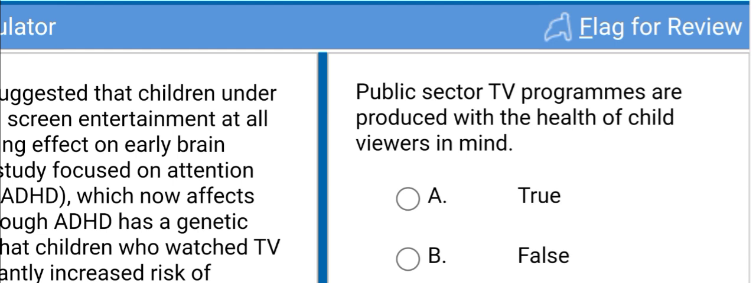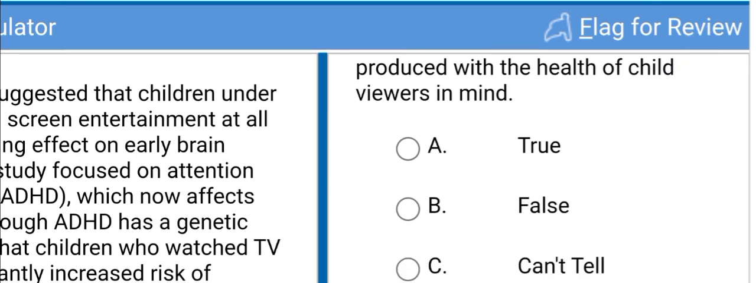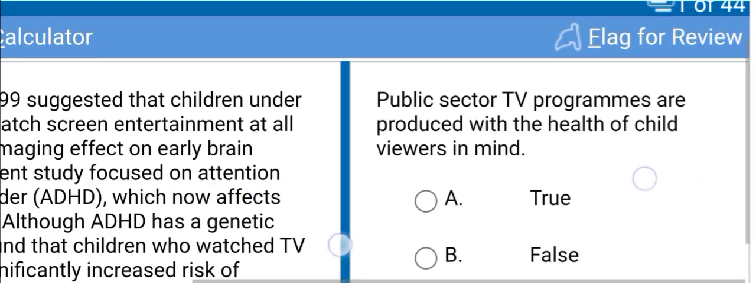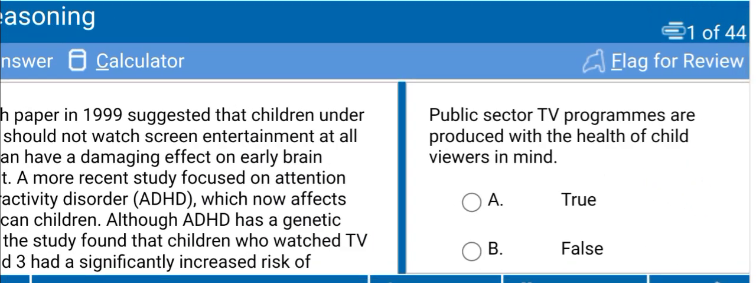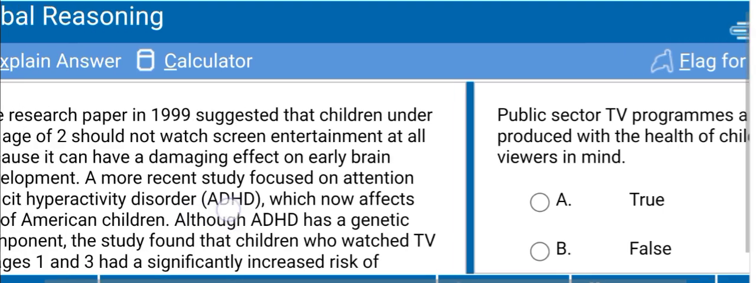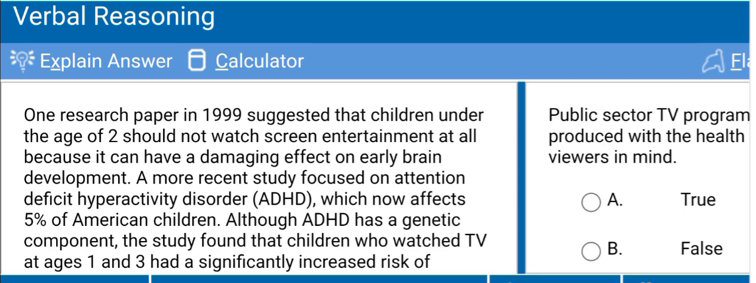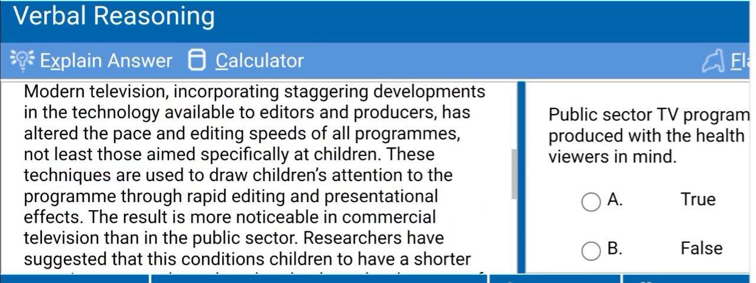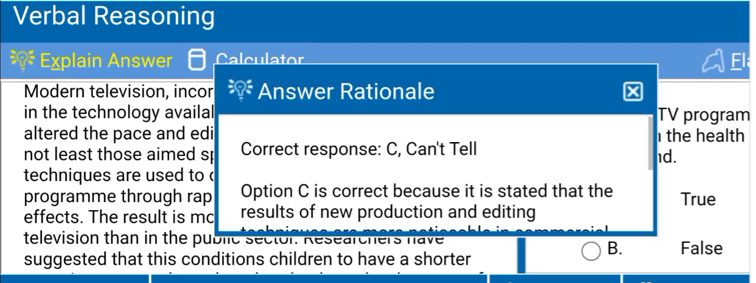Public sector TV programs are produced with the health of child viewers in mind. Option A, true. Option B, false. Option C, can't tell. Here you can use public sector TV programs as the keyword, or you can also use health of child as a keyword to search for your answer in these passages. Okay, so let's see which one is the correct option.